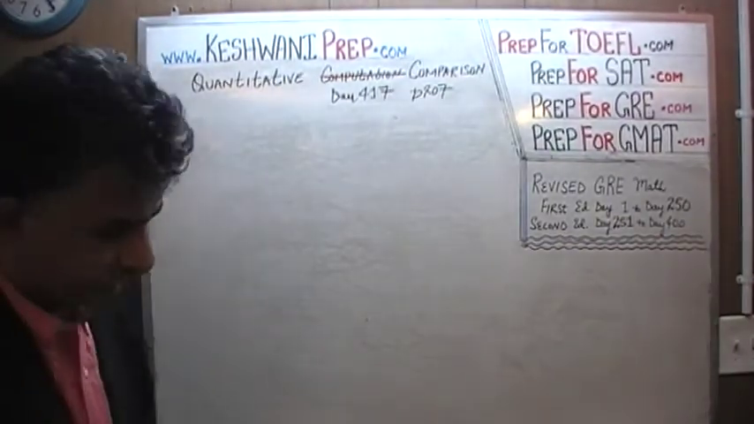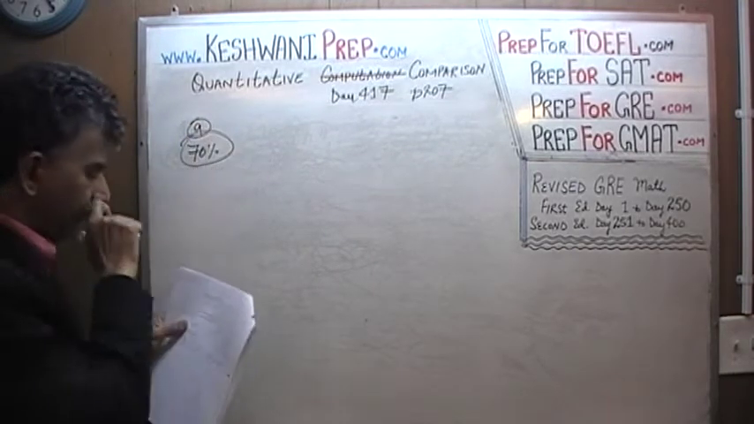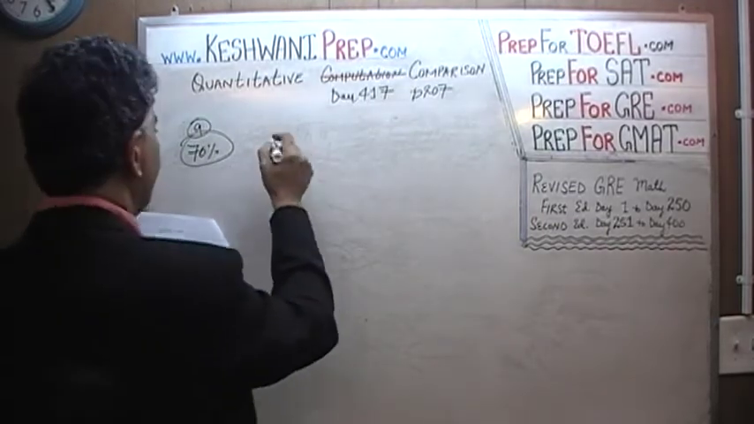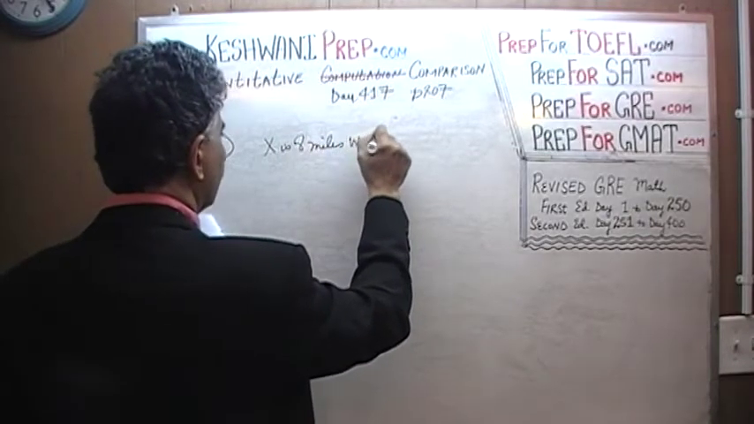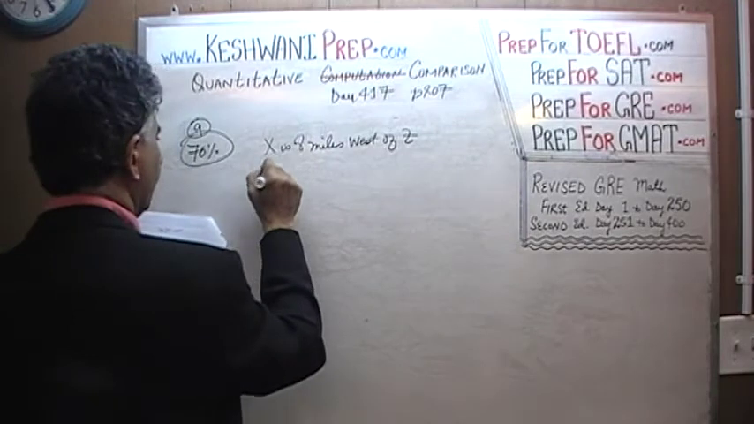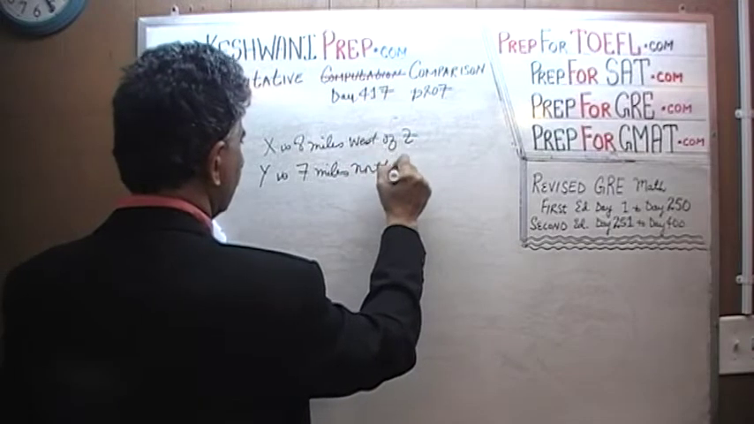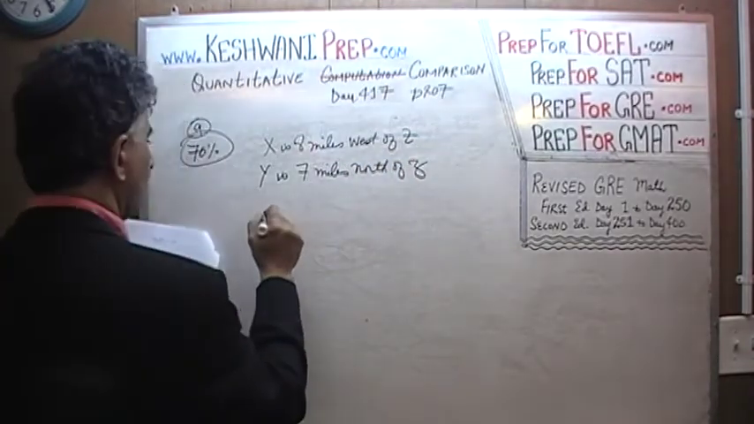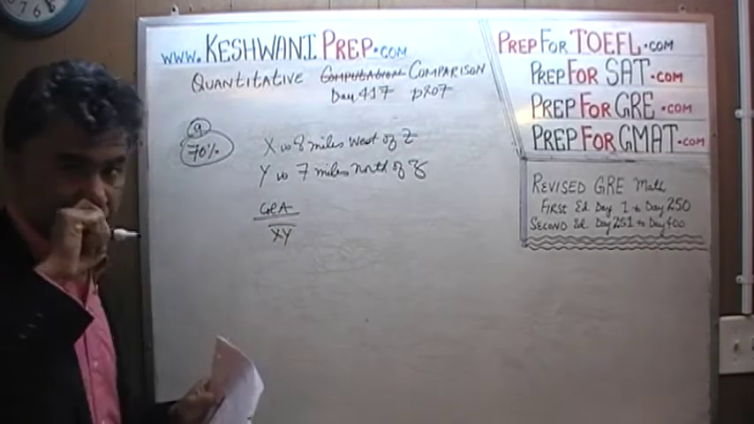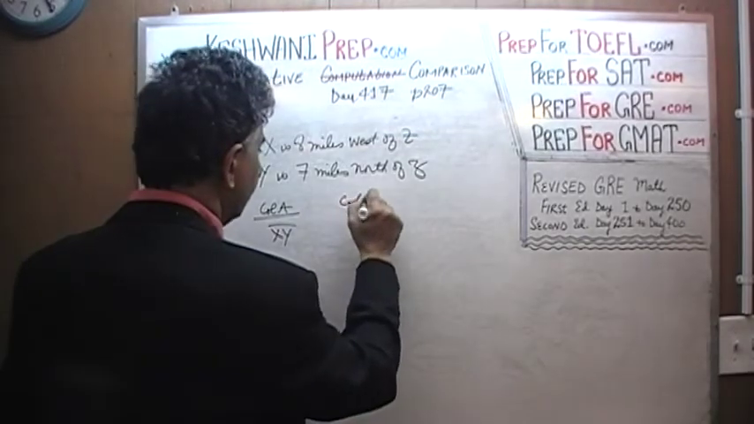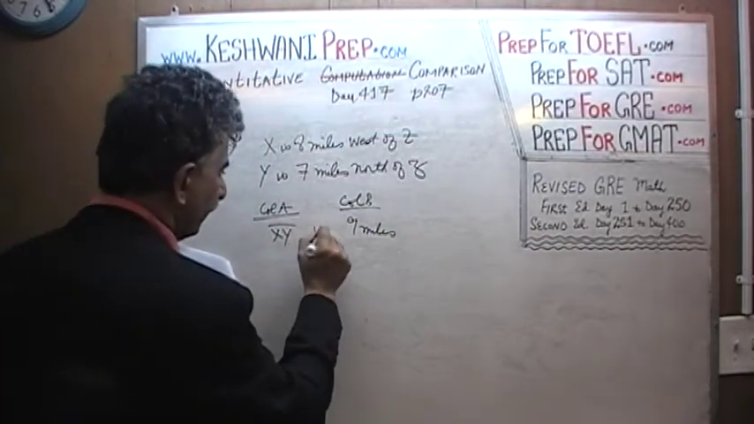Question number 9 is 76th percentile. About a quarter of the people missed it. Here's what the problem says. X, we are told, is 8 miles west of Z. And Y, we are told, is 7 miles north of Z. And we're being asked to compare in column A the distance of XY, the distance of X to Y, in column B, 9 miles. Distance of XY versus 9 miles.